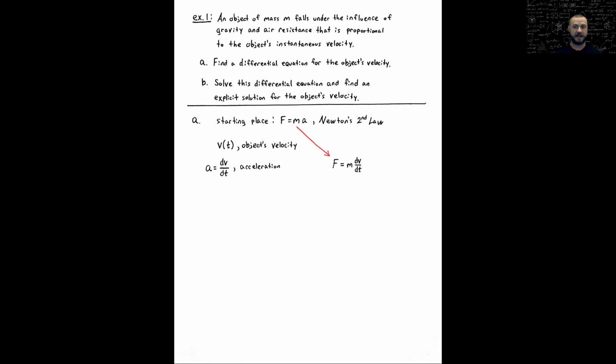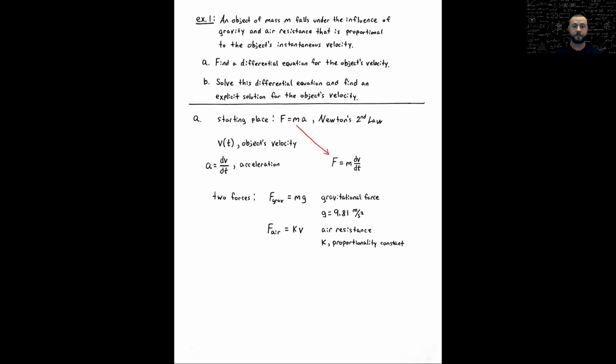Again, we are not in a physics course, so I'm being sloppy with notation, but the force F there really should be interpreted as net force. And here we have two forces, the gravitational force and air resistance, acting on the object. From a basic physics course, you might recall that the weight or gravitational force near Earth's surface is mg. m is the mass of the object, and g is the gravitational acceleration, 9.81 meters per second squared.